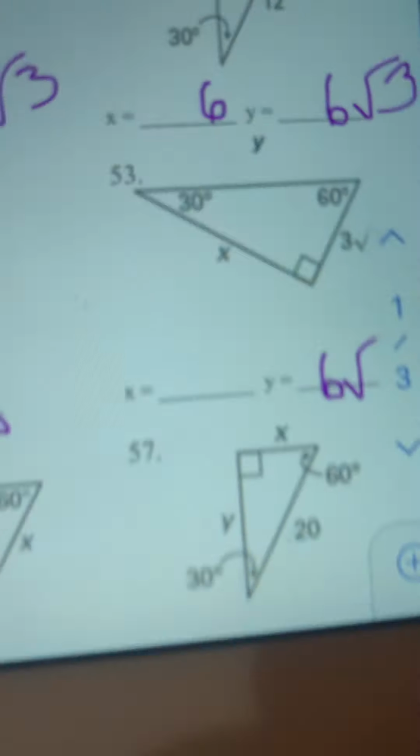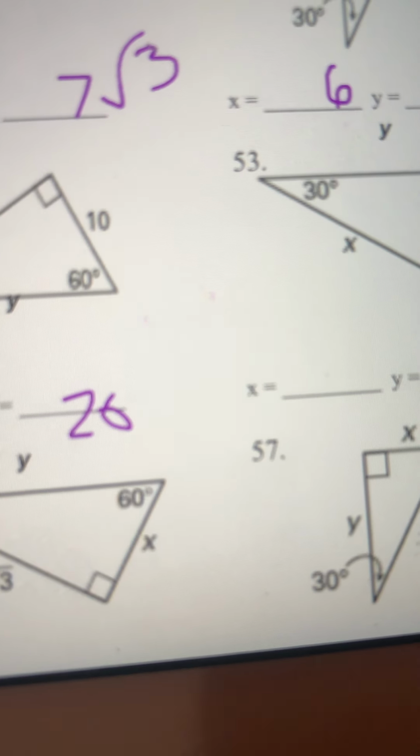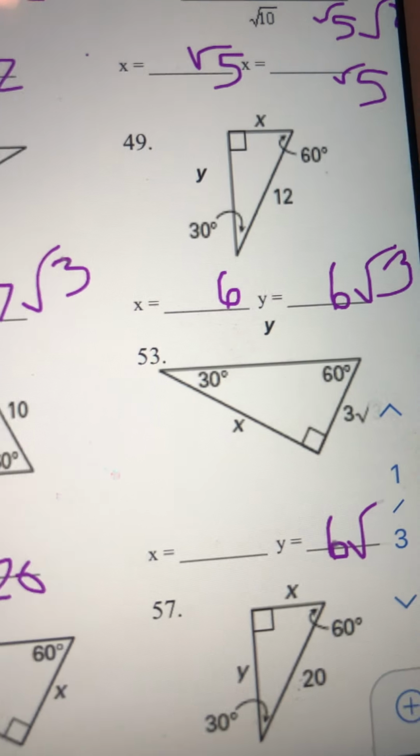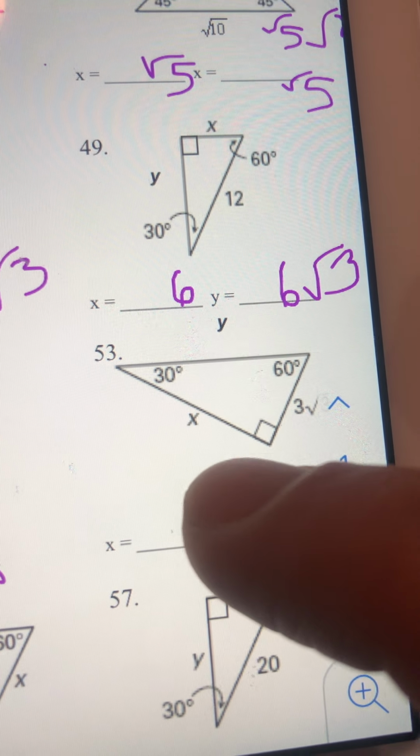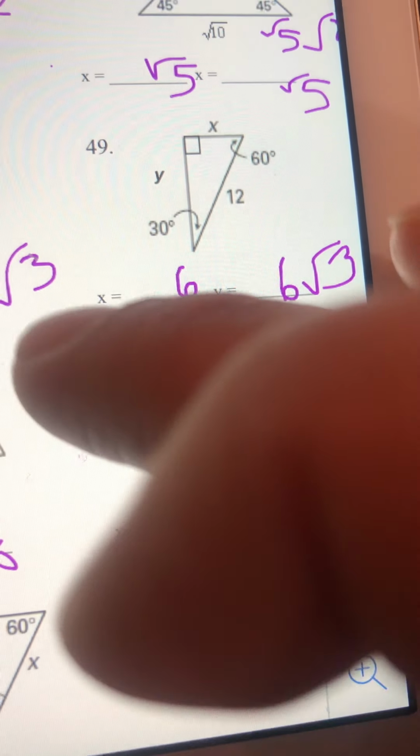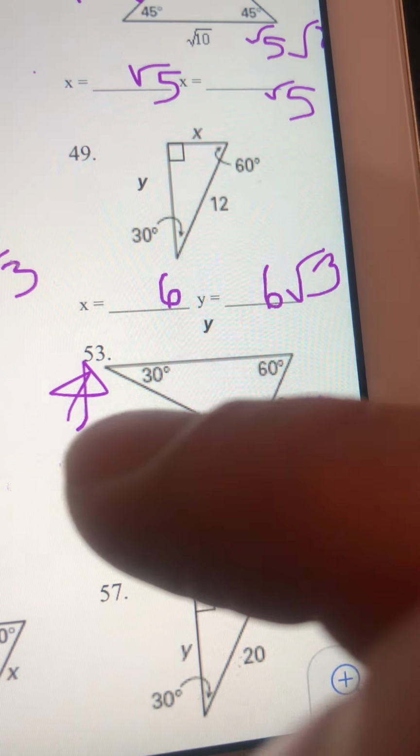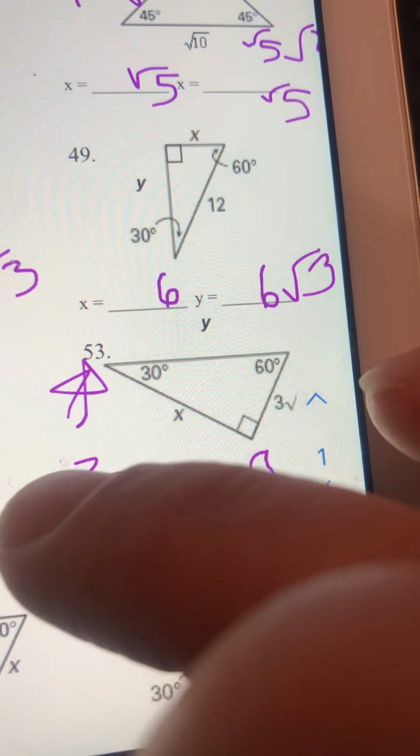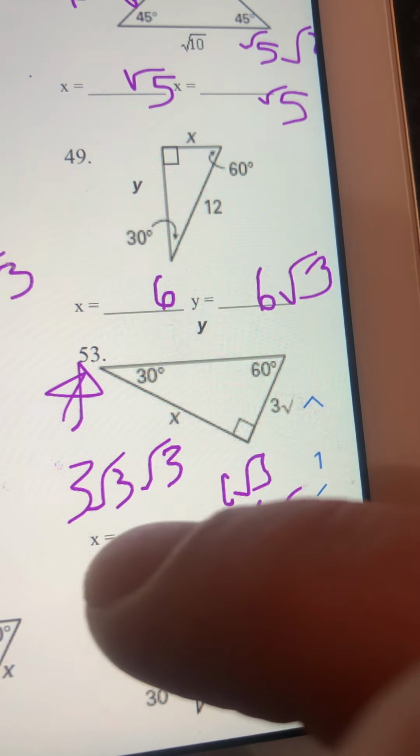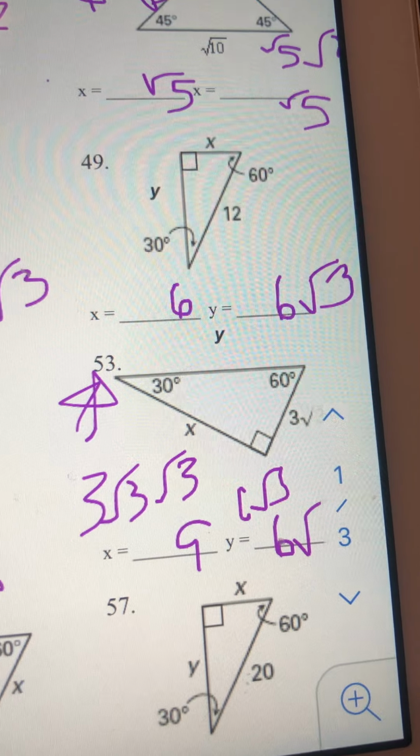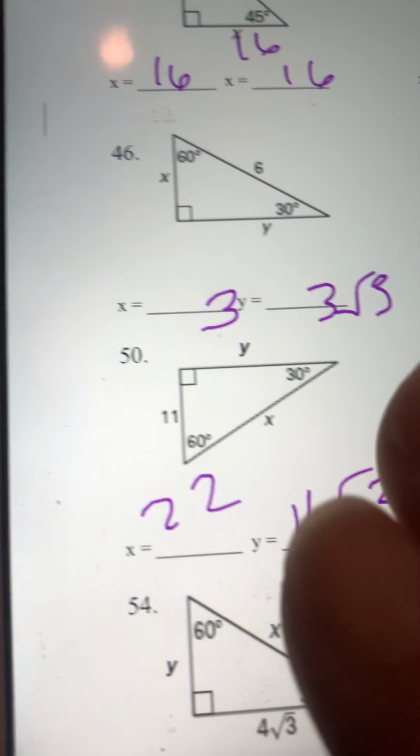Okay, 6 root 3 for the hypotenuse. It's not fitting in. 6 root 3. Okay, I get you. You don't want me to write it. Okay, fine. 6 root 3. And this one's harder than what we would have on a quiz or a test anyway. And then this would be 3 root 3 times root 3, which is 3 times 3, which is 9. That's maybe over our heads. So you don't have to worry about one like 53.